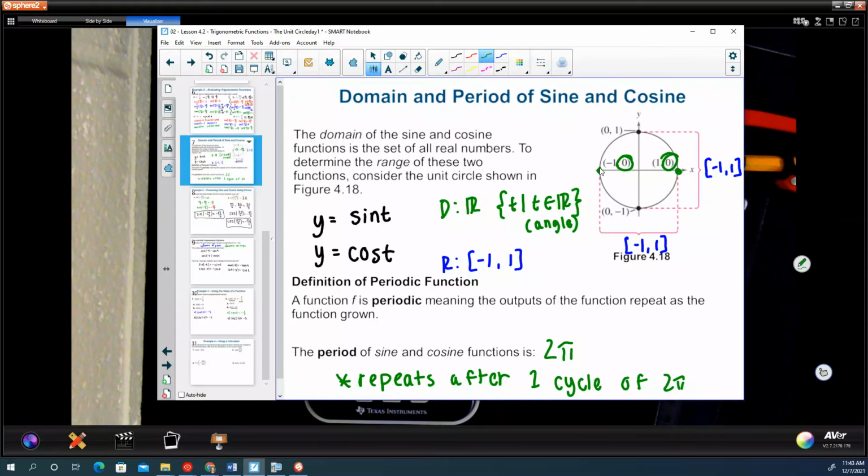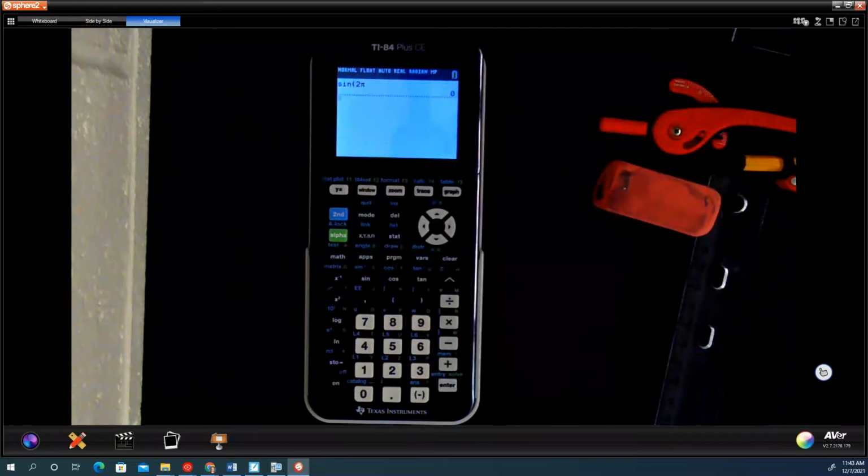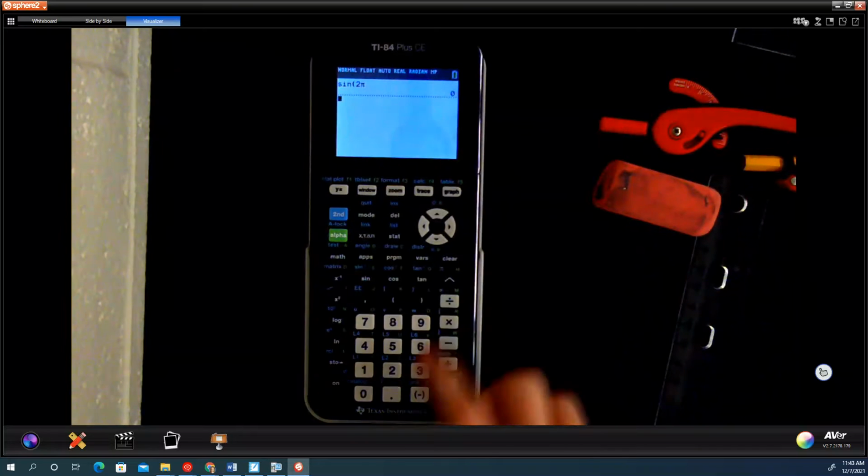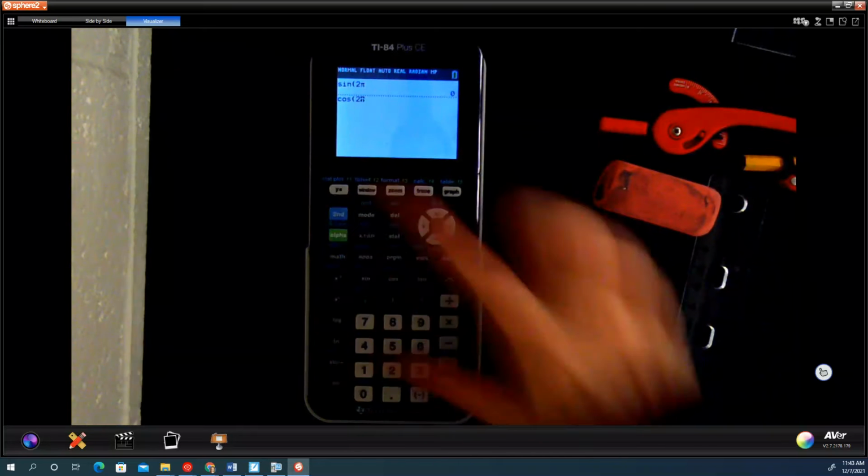Yeah, so you can do cosine too. Cosine of 2 pi would be 1. Yep.